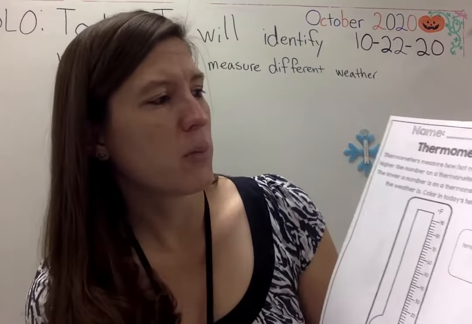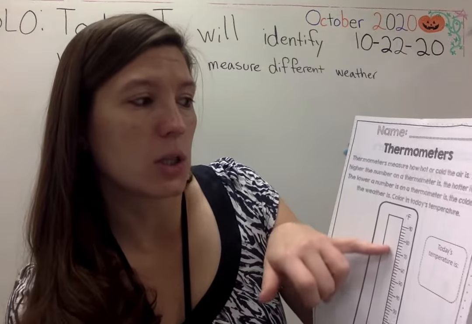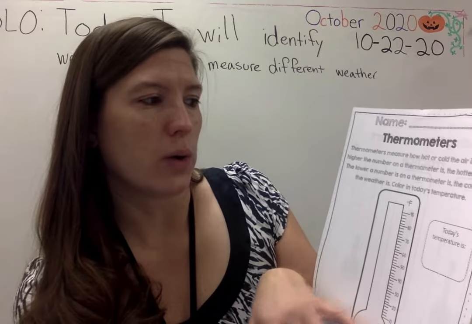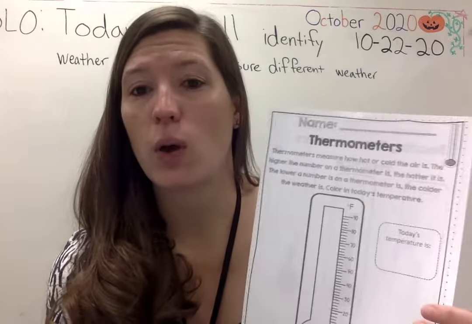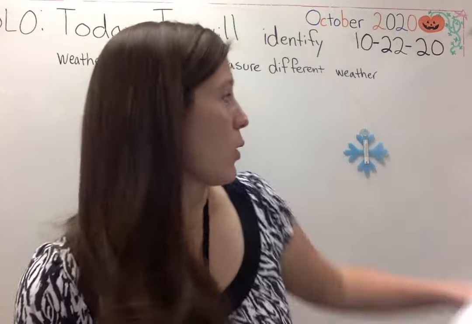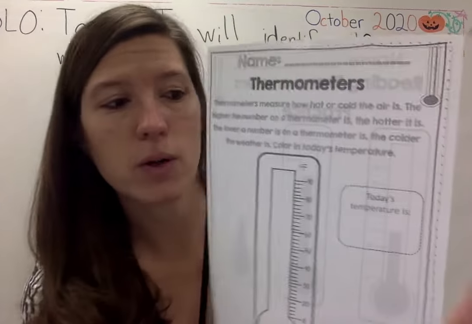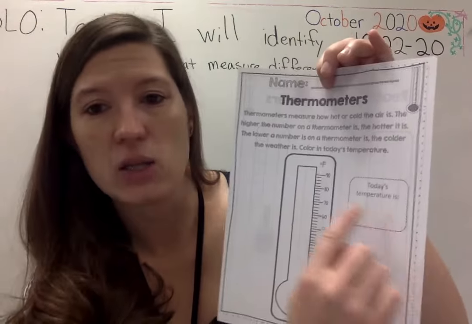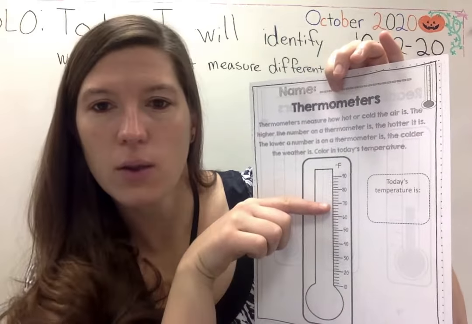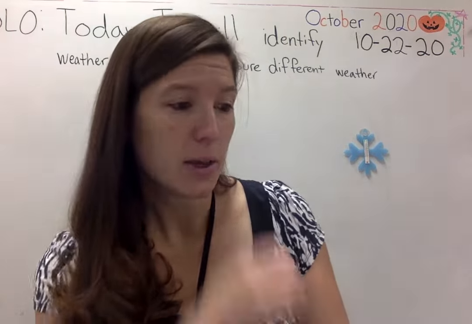So here it says a thermometer measures how hot or cold the air is. The higher the number on the thermometer, the hotter it is. The lower the number is on a thermometer, the colder the weather. Color in today's temperature. So I want you and whoever's helping you to either look at a thermometer that you have at home or look on your phone and see what today's weather is going to be. Then you're going to color it in all the way up to the number that it's going to be today. It's supposed to be in the 70s.